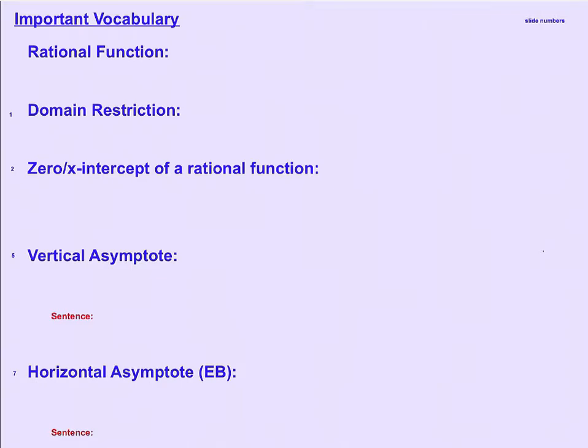A rational function, and the word rational includes the word ratio, which we know means fraction or rate. And so a rational function is a function which is a fraction, but more specifically with an x in the denominator. That's what makes it a rational function. 1 over x is what we call the parent function. Parent function is y equals 1 over x. That is the parent for rational functions. It has a name too, by the way. It's called the reciprocal function.